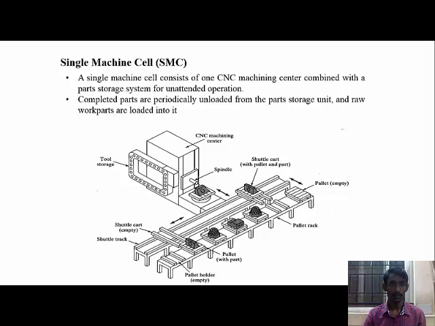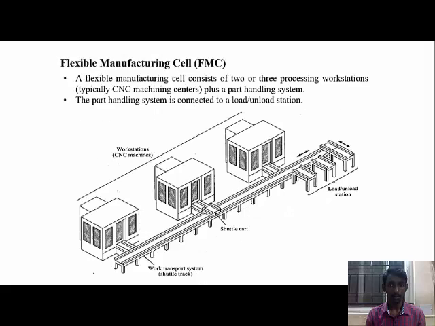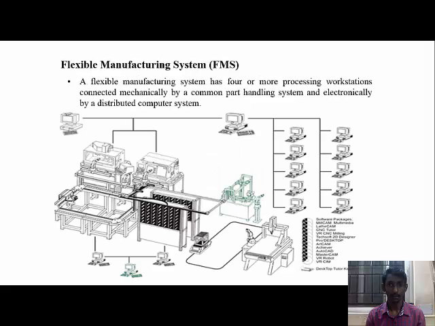The next one is the flexible manufacturing cell. It consists of 2 or 3 processing workstations plus one part handling system. The part handling system is connected to a loading and unloading station through which the part reaches the storage and handling system. The last one is a flexible manufacturing system. It has a number of workstations connected to a common part handling system and electronically connected to a computer system which controls the entire process.